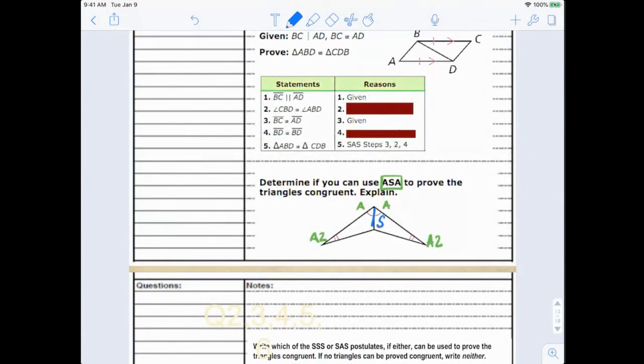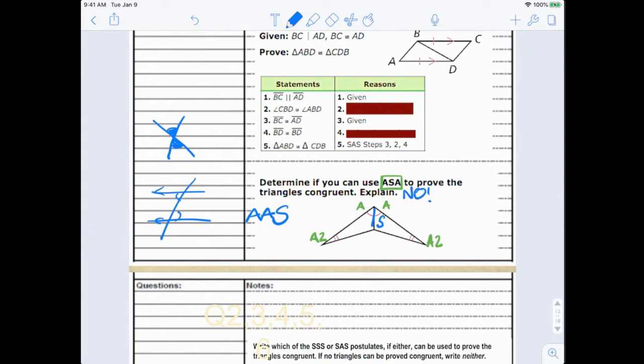I don't have parallel lines, so I can't use any of those. Parallel lines would mean that I'm forming angles like this. And I don't have vertical angles, because vertical angles are lines that cross each other and they're the insides of the X. Now this would be labeled as an AS. Why can I not use this to prove ASA?